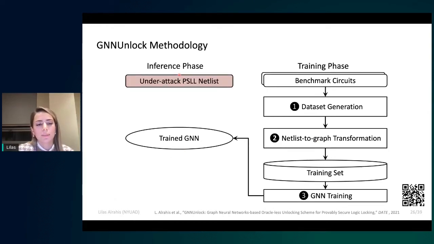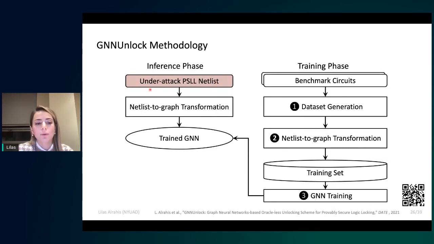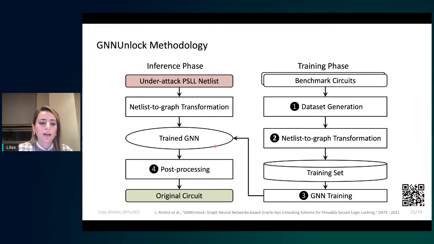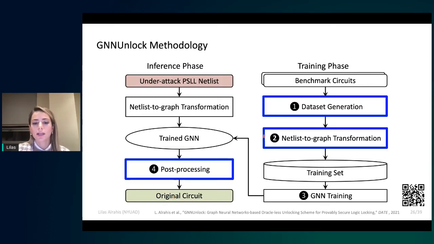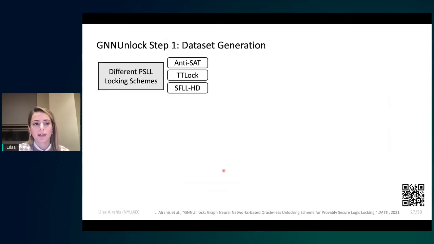So during the attack stage, we take an under-attack PCLL netlist, which the model did not see before. The attack will convert it to a graph, perform some feature extraction, and pass it to the trained GNN. The GNN will give us some predictions regarding the nodes, which will be passed to a post-processing stage. And finally, we are able to identify exactly which nodes, basically which gates, are part of the original circuit. So now I'm going to discuss these 3 steps in detail.